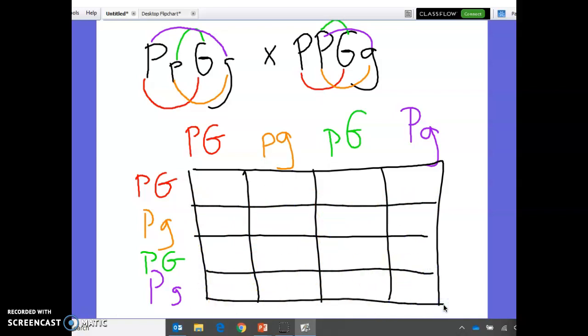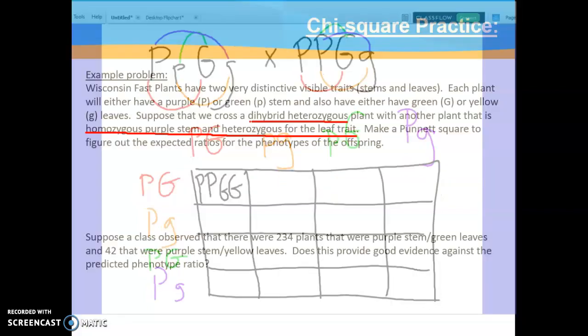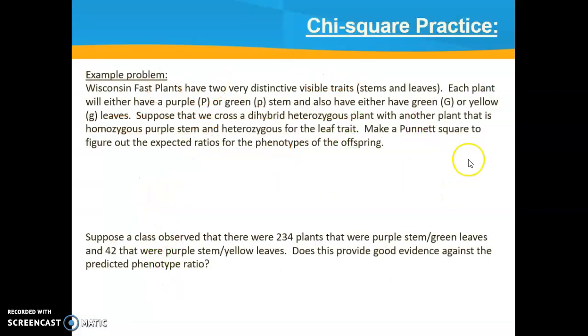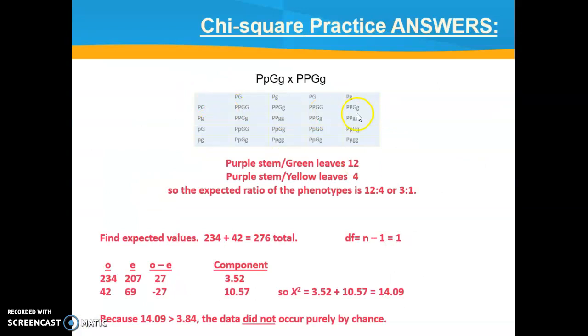So that's part A of the problem, where you cross those parents. Now remember, when you're filling out this Punnett square, you want to keep the P's together and you want to keep the G's together so that it's easy to determine what this offspring is going to look like. So we can see that it's going to be purple and green, right? Now to save some time, I'm not going to go through every single offspring because on the next slide, they give you the answers. So here's what your Punnett square should look like.